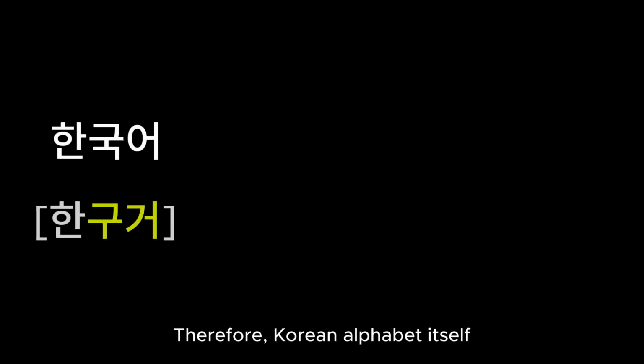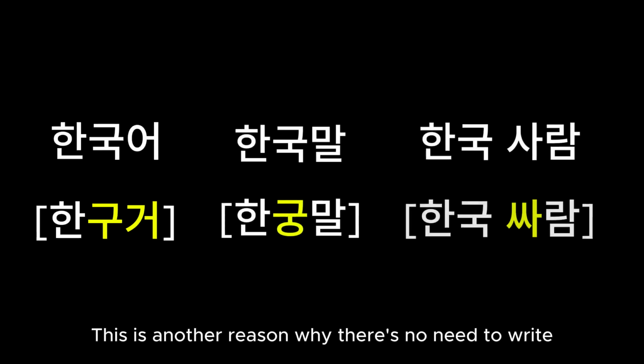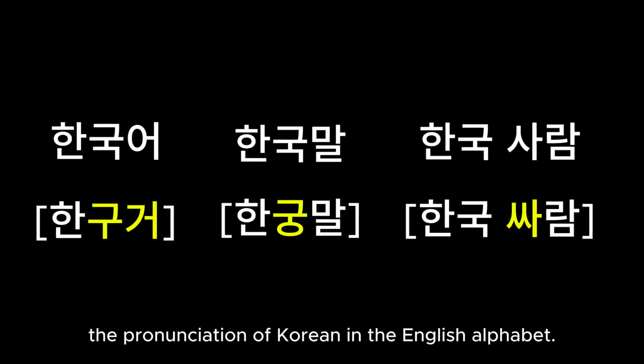Unlike English, each consonant and vowel in the Korean alphabet has only one pronunciation. Therefore, the Korean alphabet itself can be used as a phonetic symbol for Korean words. This is another reason why there's no need to write the pronunciation of Korean in the English alphabet.